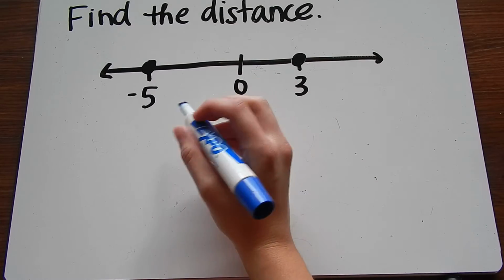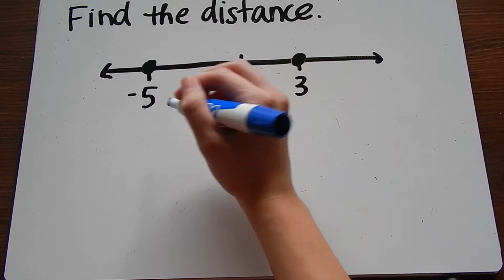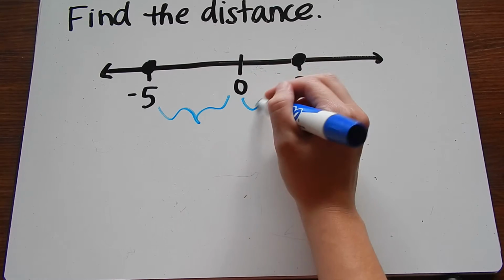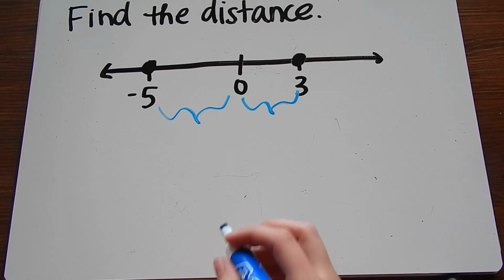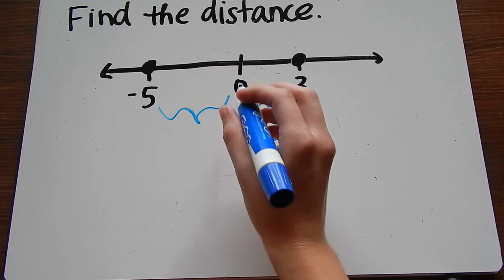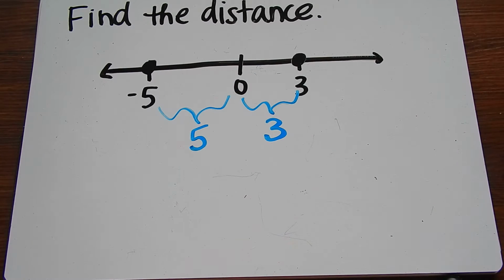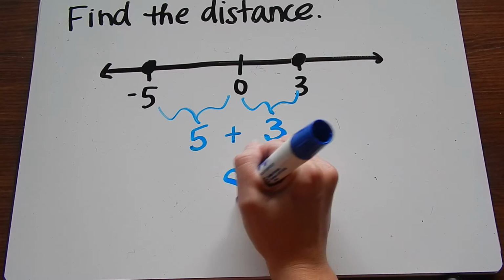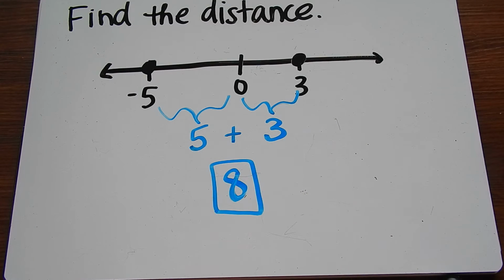So the easiest thing to do when you have positives and negatives is figure out how many units to 0. So from 3 to 0, that's 3 units. From -5 to 0, that's 5 units. Notice there are no negatives because when we're talking about distance, we don't have negative values. Then we can just add these together. So my distance is 8 between these points.